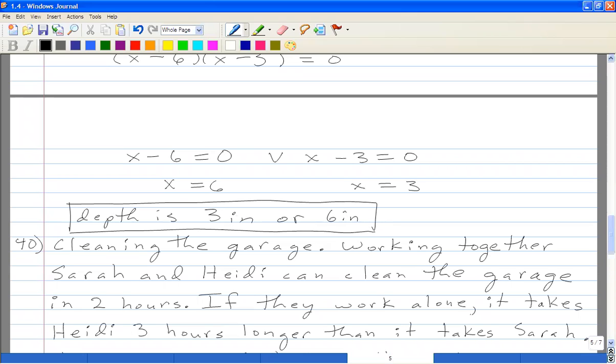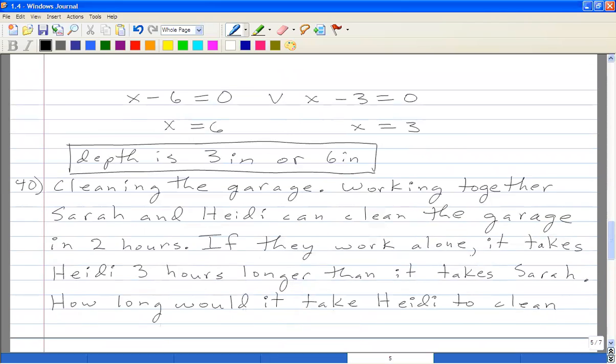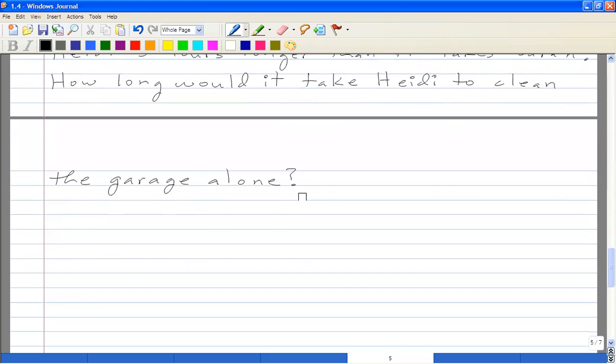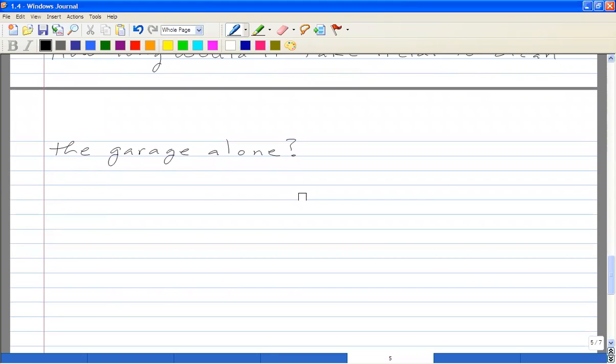Let me do problem number 40, cleaning the garage. Working together, Sarah and Heidi can clean the garage in 2 hours. If they work alone, it takes Heidi 3 hours longer than it takes Sarah. How long will it take Heidi to clean the garage alone? Okay, so let's do that.